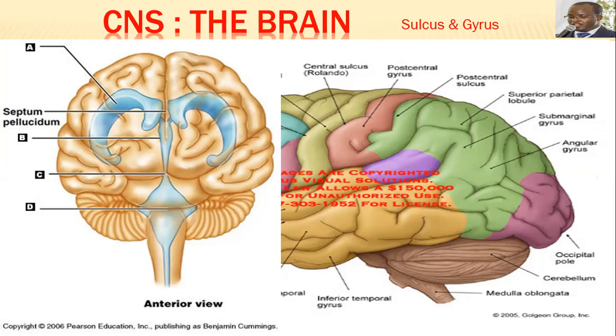Then again, associated with the 4th ventricle, you have the central canal. In the central canal, you also find the cerebrospinal fluid that is now circulating at the center of the spinal cord.